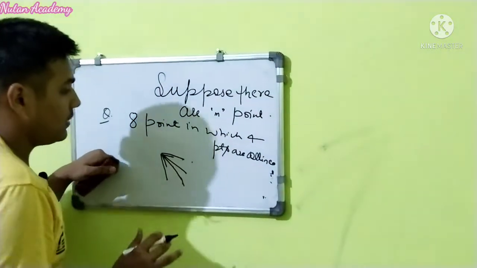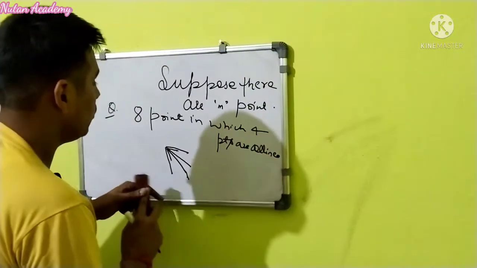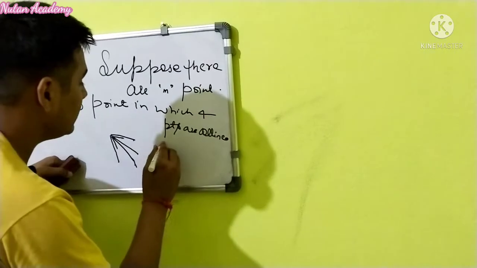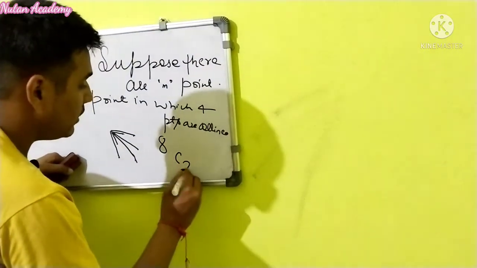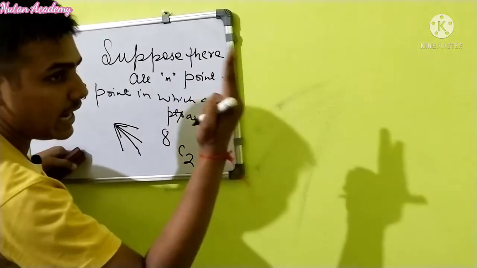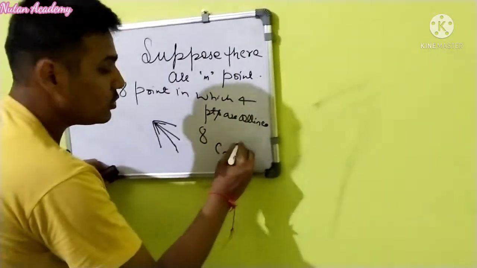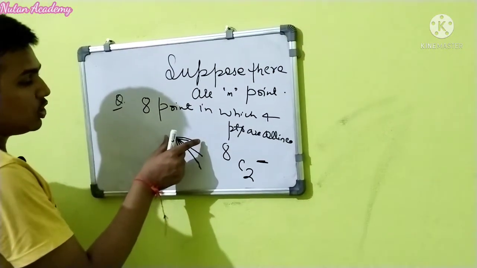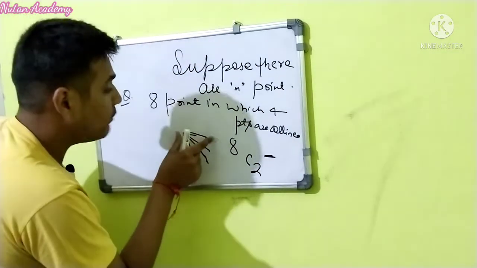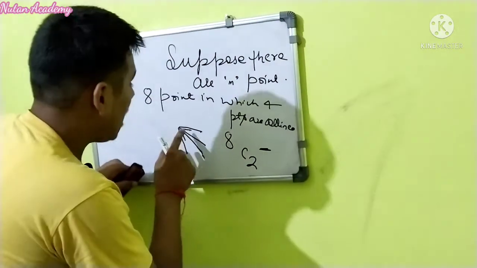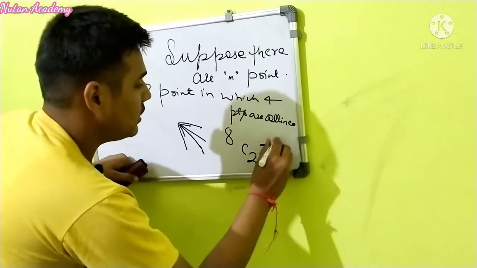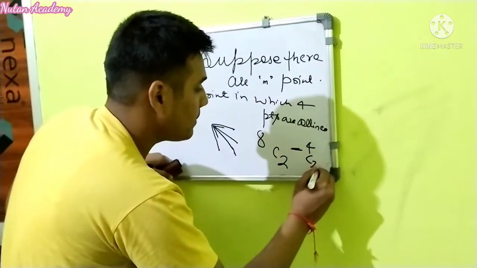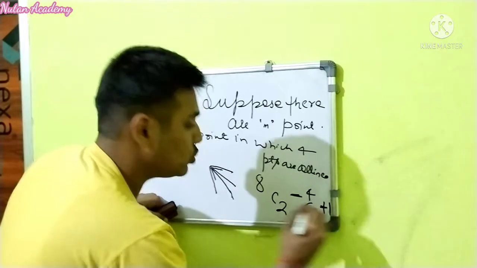So in this condition, we will first apply the previous formula. If there are 8 points, then how many straight lines can you draw? That is 8C2. We know that for making a straight line we need at least 2 points. Minus, why have we given the minus sign? Because we have to subtract the straight lines which would be drawn from these collinear points. How many collinear points? 4. And you draw a straight line by taking how many points? 2. Again we add plus 1.